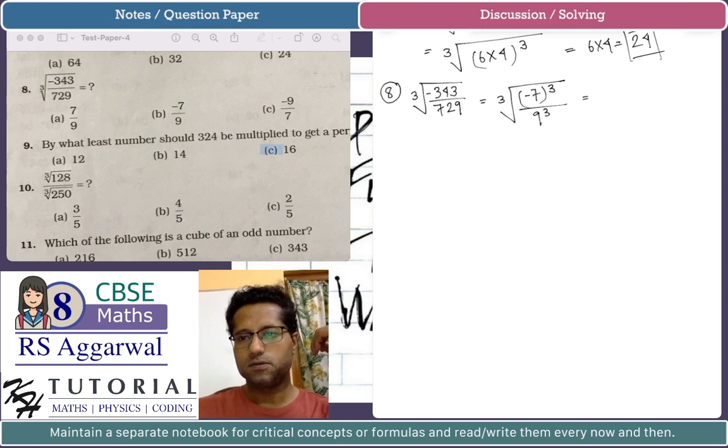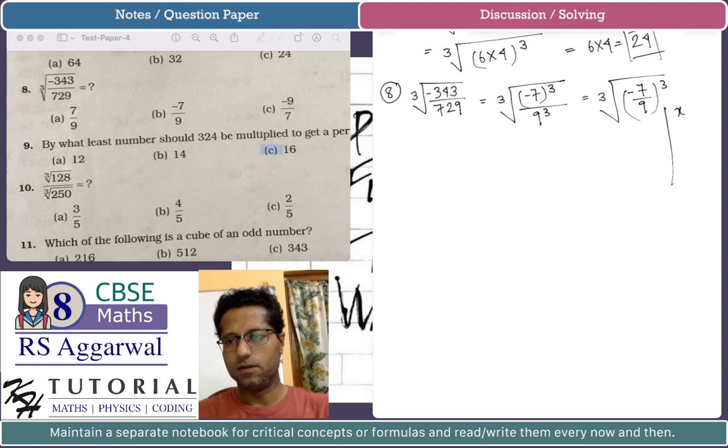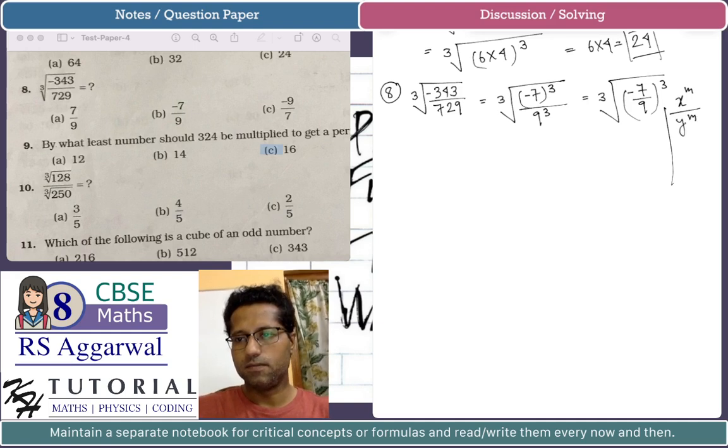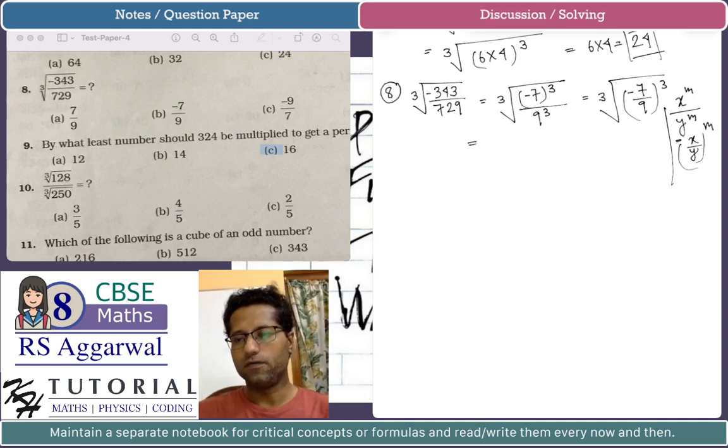So this becomes cube root of minus 7 cube divided by 9 cube, which can be written as minus 7 by 9 whole cube. In general we know that x to the power m divided by y to the power m is equal to x by y to the power m. So now we can say that cube root of minus 7 by 9 whole cube is minus 7 by 9.